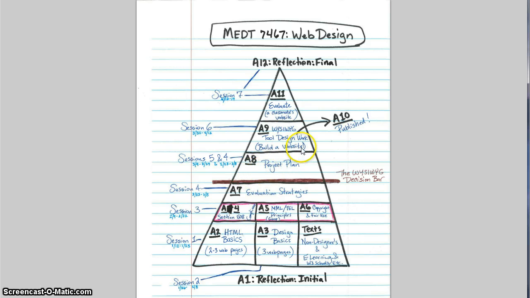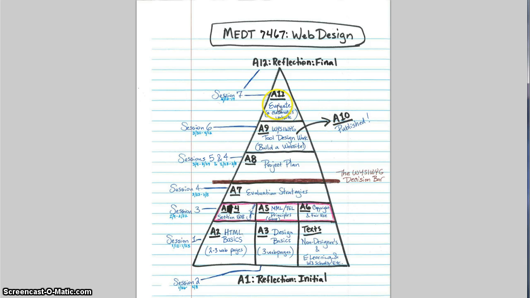So that's something I'm working on, but basically you have to draft plans for how you're going to build your website. You're going to have to show that you're thinking about all of these things in that plan. Then you will build your website through the assignment called WYSIWYG Tool Design Work, which is another way of saying build a website, and you're going to publish it, okay?